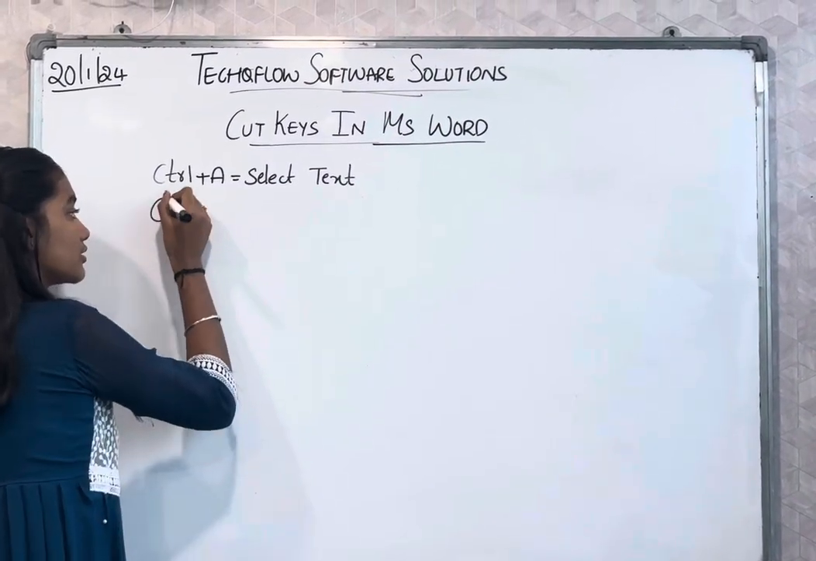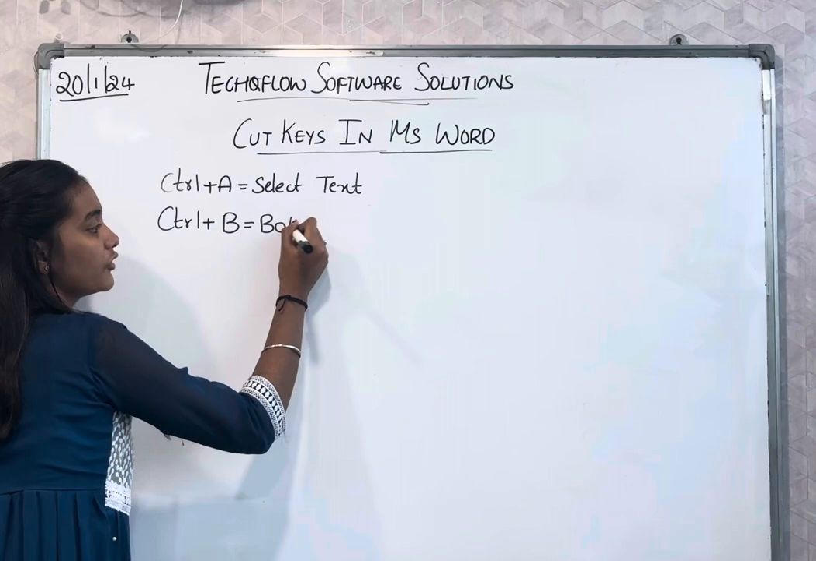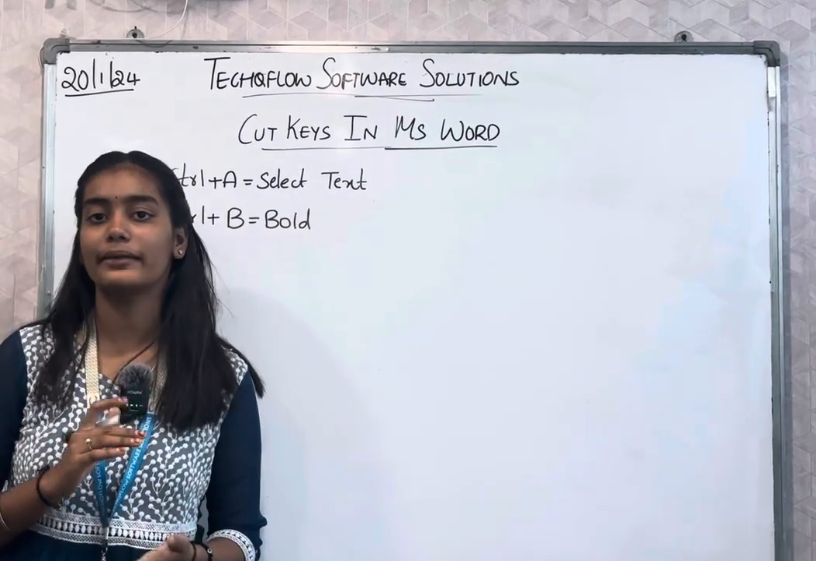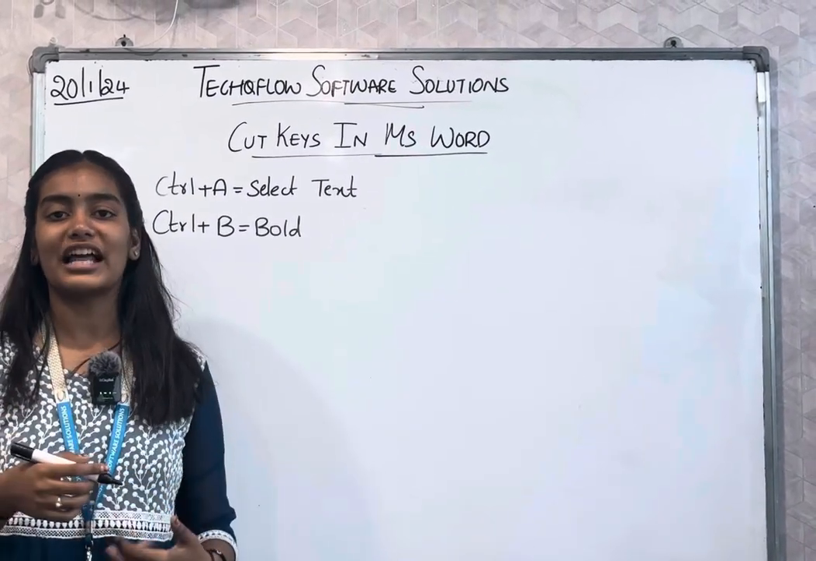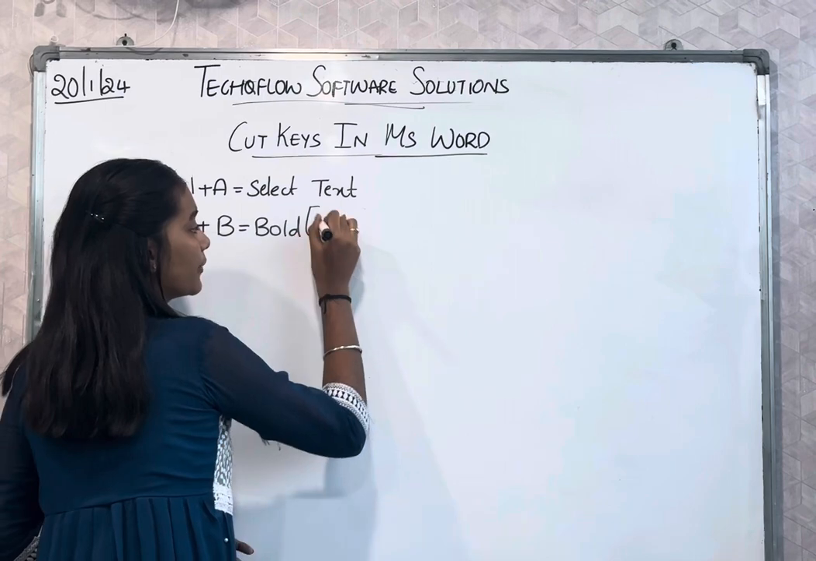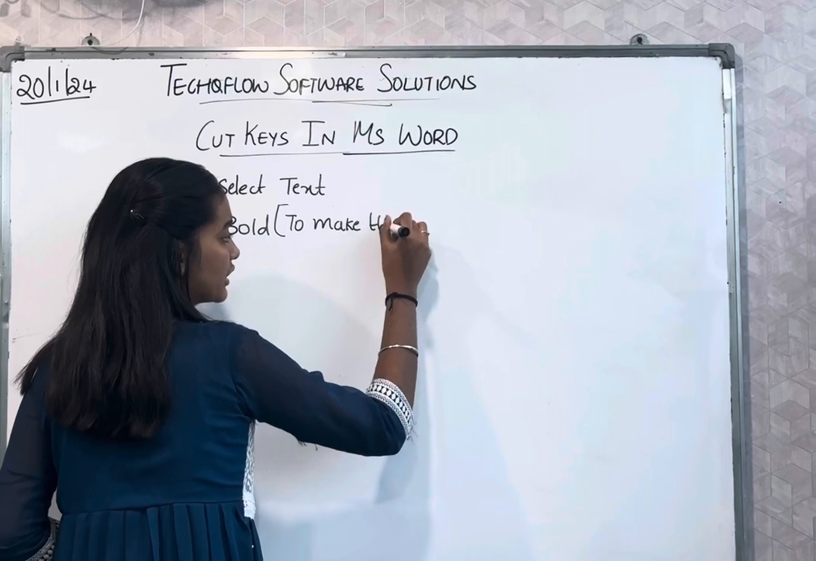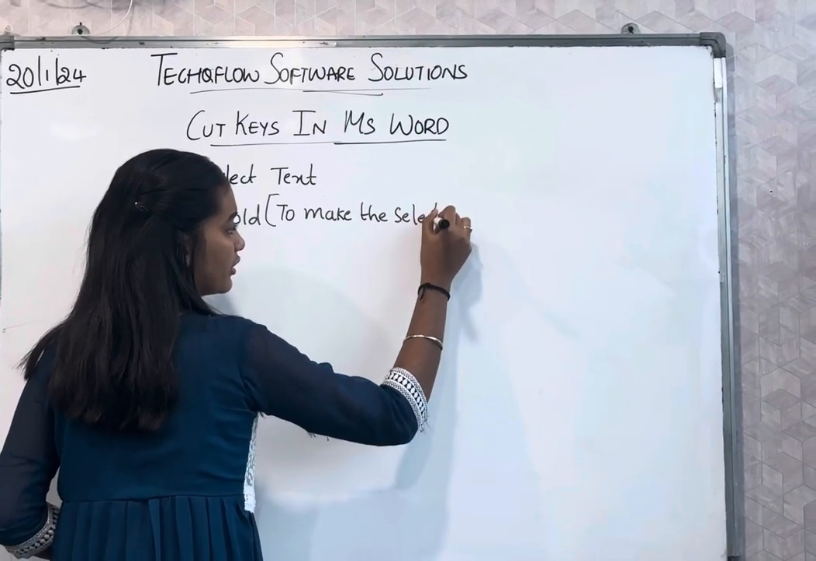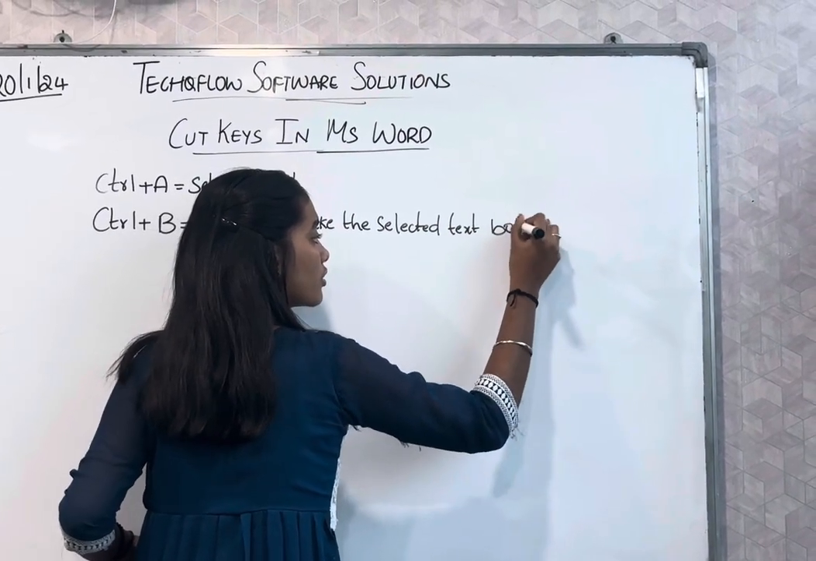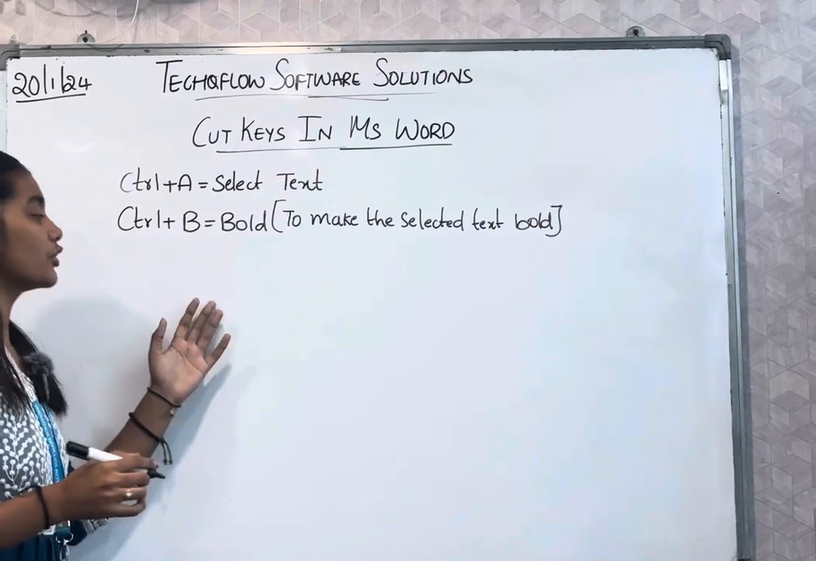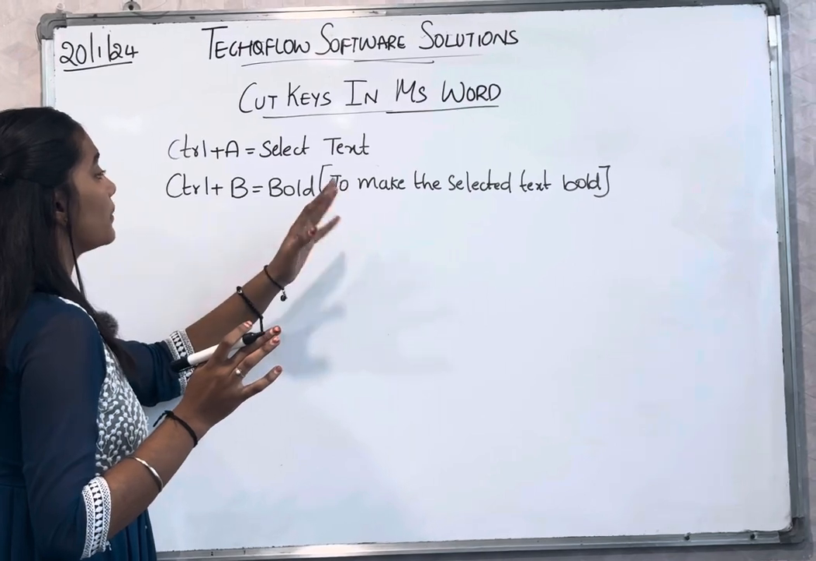Okay. Next, Control plus B equals bold. If you want to make your subheading or heading bold in your page, just press Ctrl plus B. For more clarification, I'll write over here: to make the selected text bold. So as I said, if you want to make your heading or subheading bold, just press Ctrl plus B.